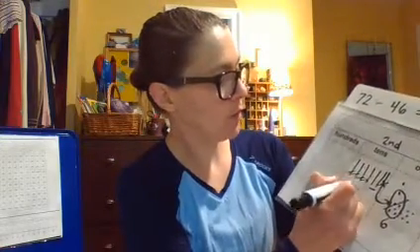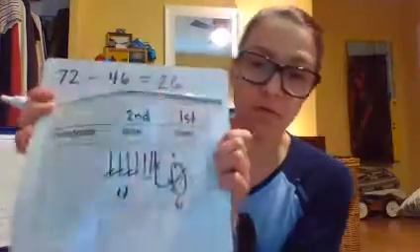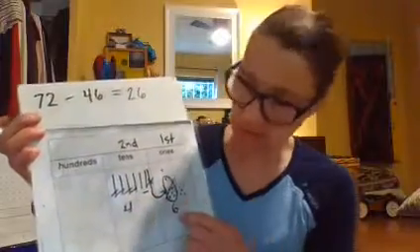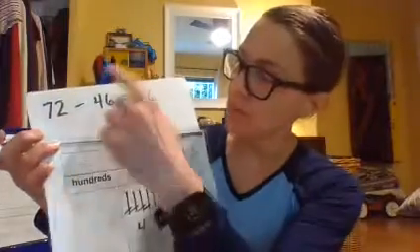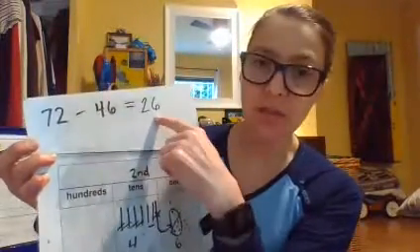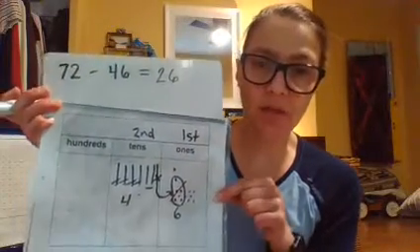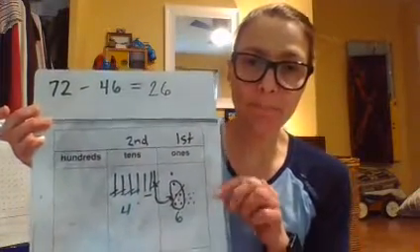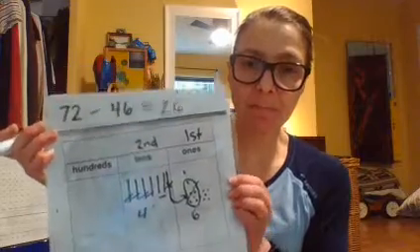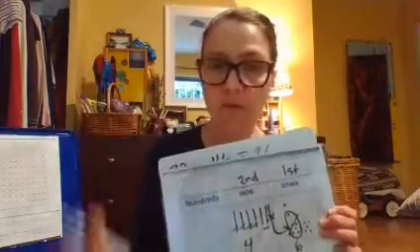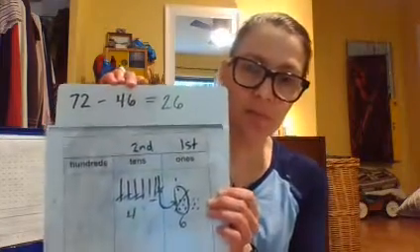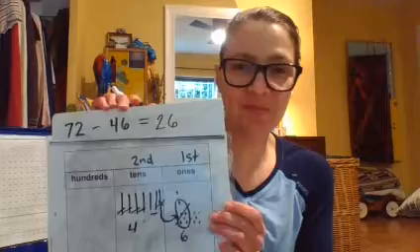1, 2, 3, 4. So I took away 46. 72 minus 46 equals 26. This is my model of my base 10 blocks. Okay, now remember you can also show them with the blocks. If you're more tactile, you can show them. Or you can do both.